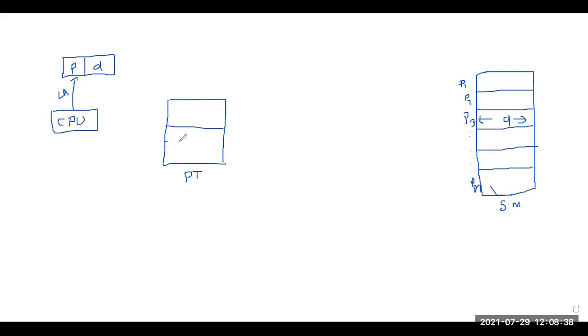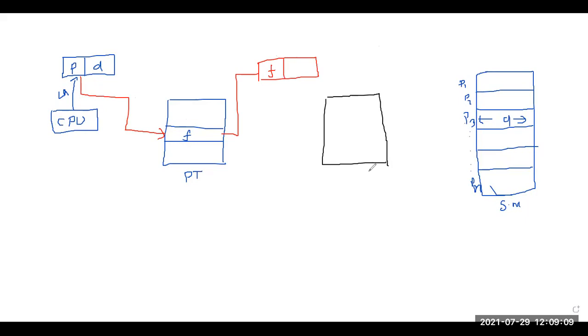Basically this page table will convert this particular page to a particular frame, because this frame refers to the main memory. Where did the frame refer? Your frame refers to the main memory. These will be my frames. Suppose this is my F here.